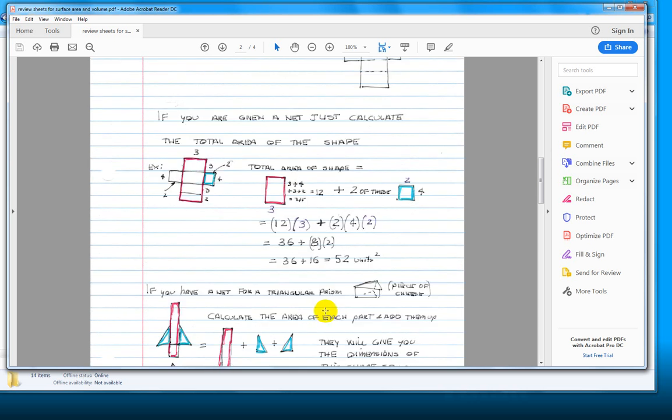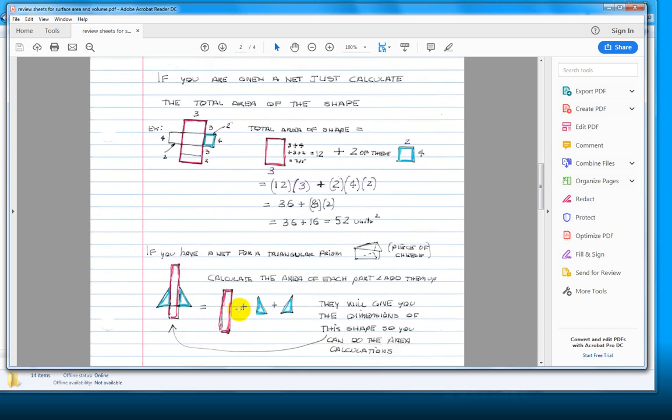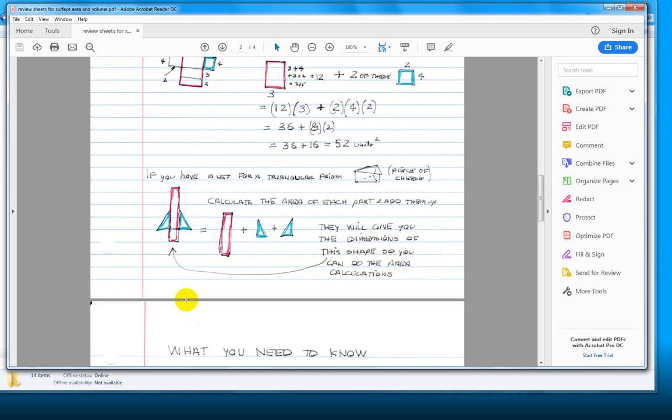If you have a triangular net like this, then you just add up all the shapes. You get the area of this red thing, which is length times height, and then you calculate the area of the 2 triangles, which is 1/2 the base times the height. They have to give you all the dimensions.